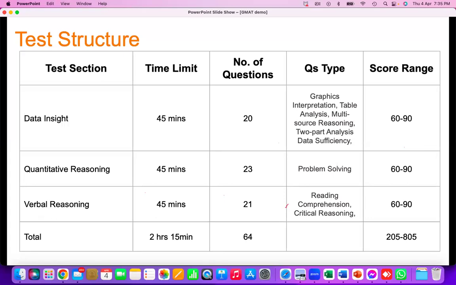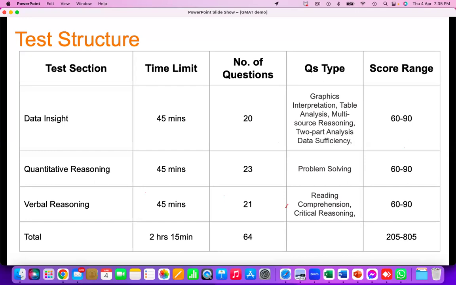Now, total time for the examination is 2 hours 15 minutes. Okay, and 64 questions to be answered. You will have a 10-minute optional break. You can take a break after the first section or second section, right? Because after the third section, your exam is over. Okay, now maximum score is 805. No more 800, but 805. Fine. So this is the test structure.